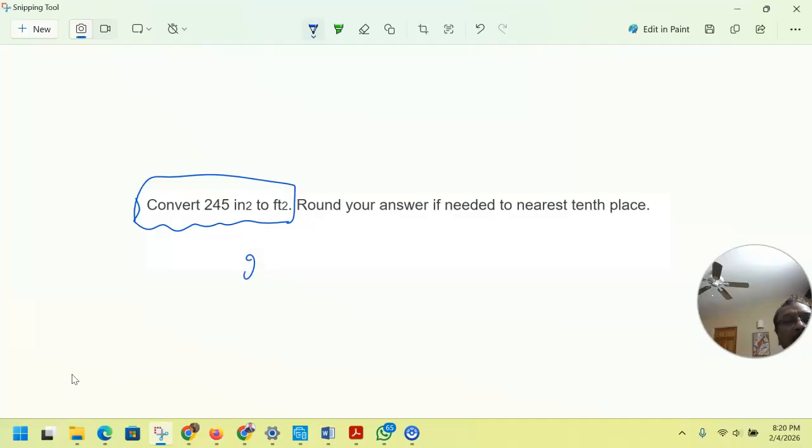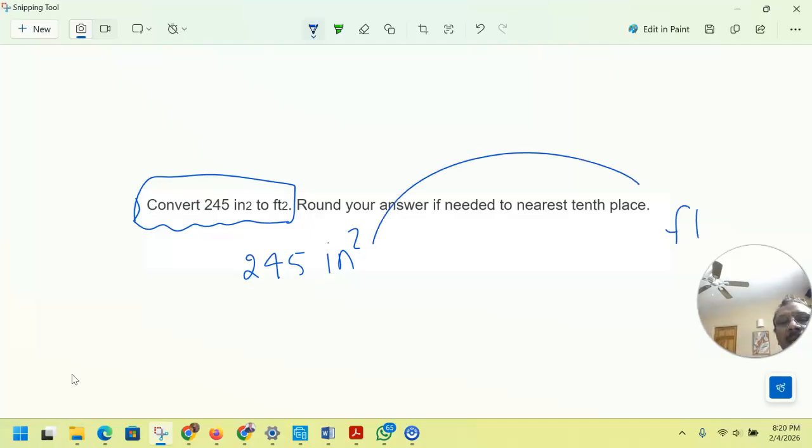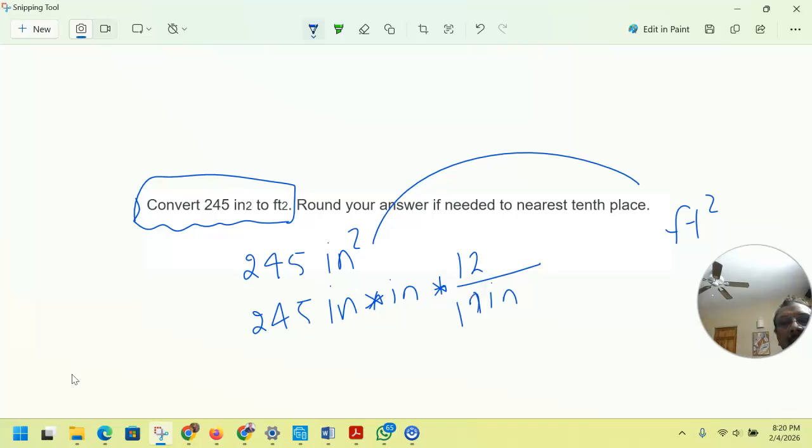I think okay. So it is 245 inches square. You have to convert this into feet square. Again, 245. If it is like inch times inch, right? So what you do is you multiply, 1 inch is 12. 12 inch is 1 foot. So here we'll write 1 foot. And then again you multiply 1 foot divided by 12.